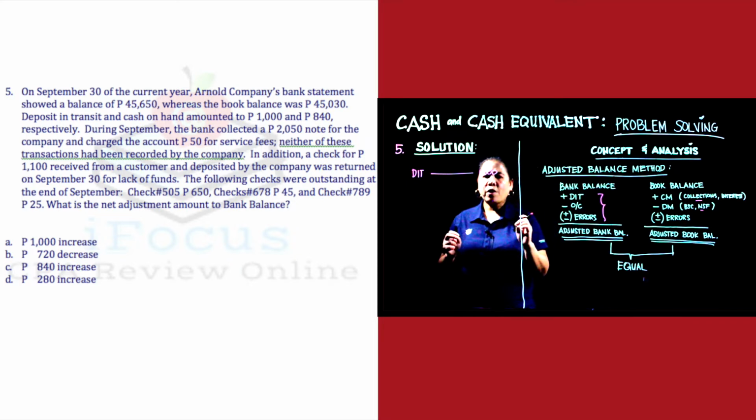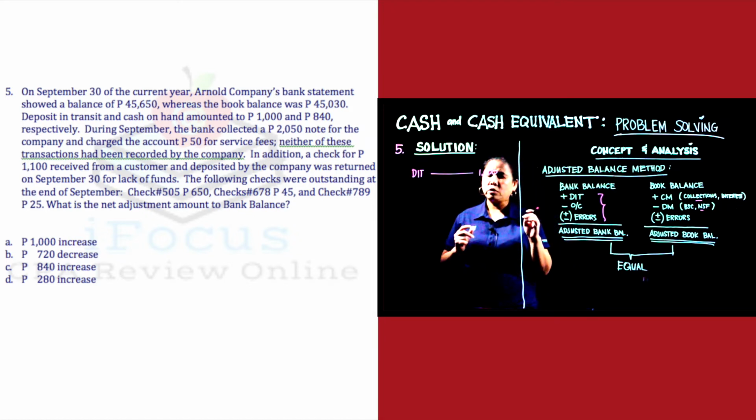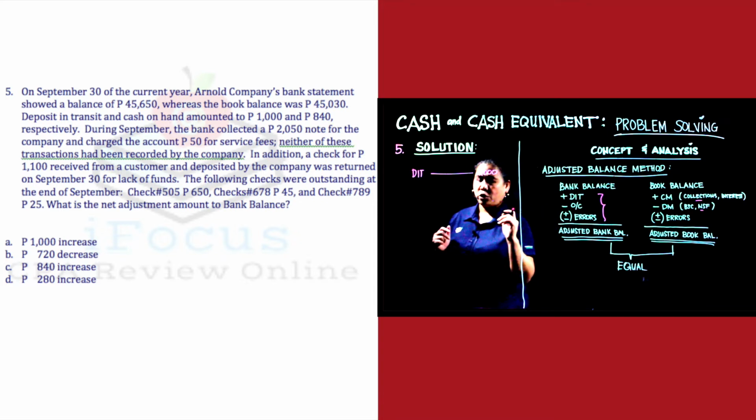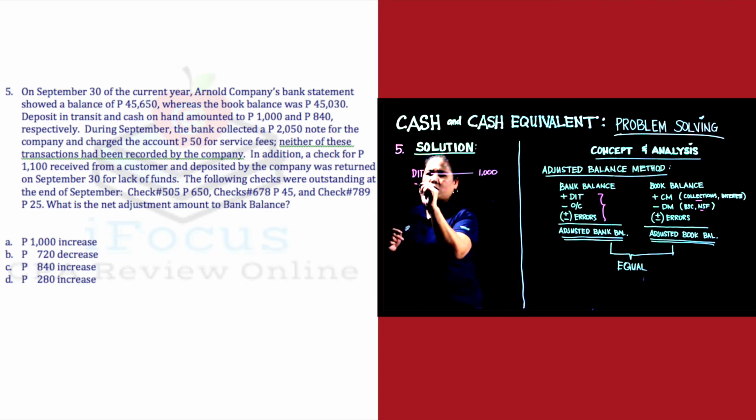Alright? The following checks were outstanding at the end of September. Check number 505, kailangan natin yan. So ito, mga ito, outstanding checks. Yan po yung kailangan natin. Yan po ay isa sa mga reconciling item ng bank balance. So, kailangan po natin yan. So, we have our outstanding checks.